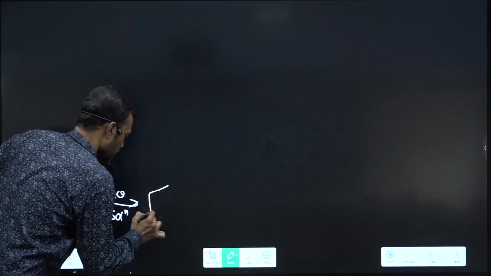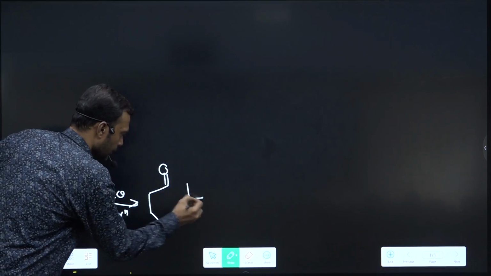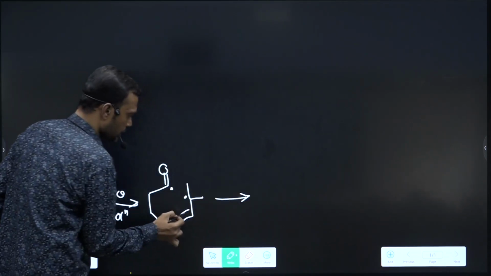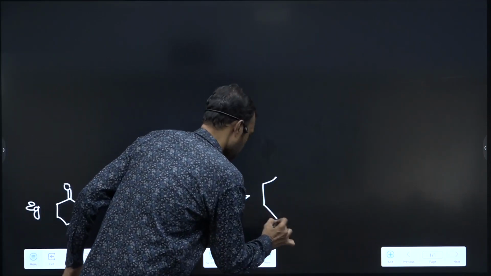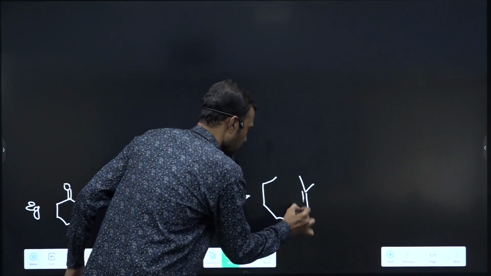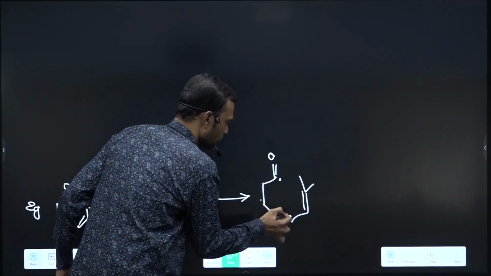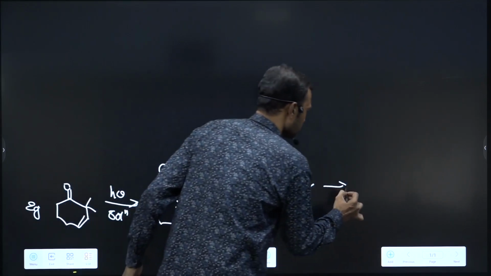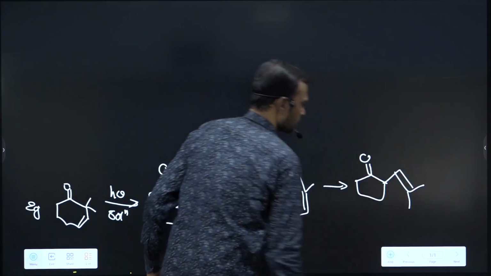See, in this one you will get a radical like this. Now due to conjugation this radical gets stabilized here. So you will get a double bond and this radical, C double bond over radical. 1, 2, 3, 4, 5. So now this 5-membered ring formation takes place. These two join together, so after joining you will get a 5-membered ring. That is the answer.